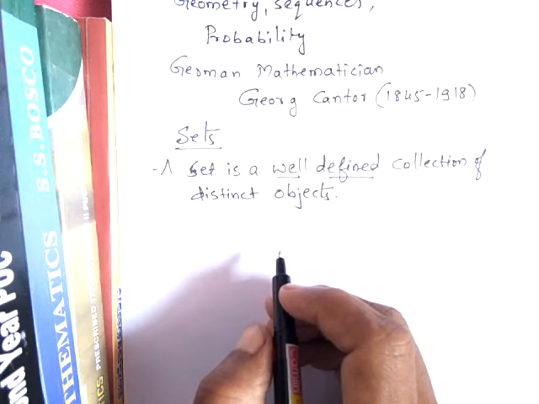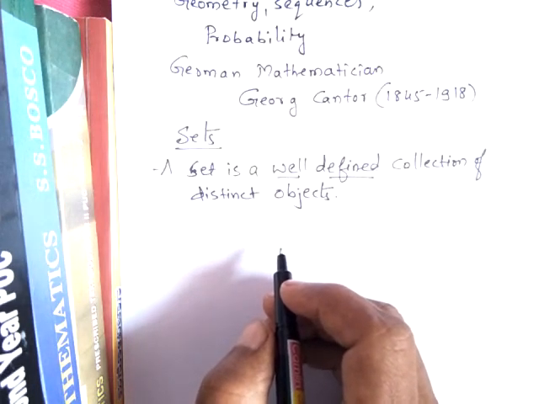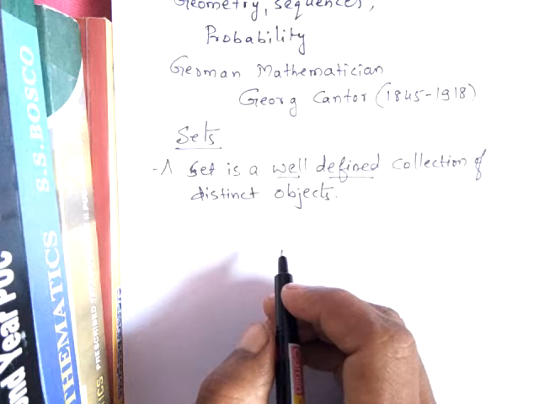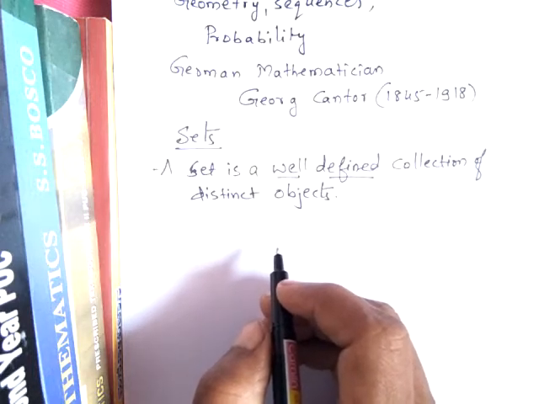The objects in a set are distinct. There should not be the same elements in the given set. There should be distinct elements. So we do not repeat an object over and over again in a set. Each object belonging to a set is called an element.